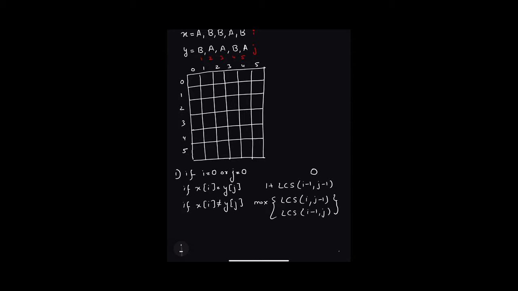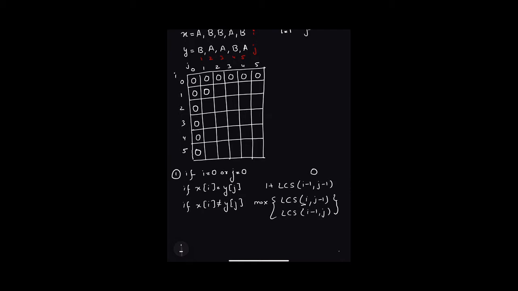From the first formula, you can see that if the value of i is 0 or j is 0, we are going to straightaway put 0 for it. So we'll consider rows for i and columns for j. So the value over here becomes 0 for i equals 0 and 0 for j equals 0. Let us start for i equals 1.